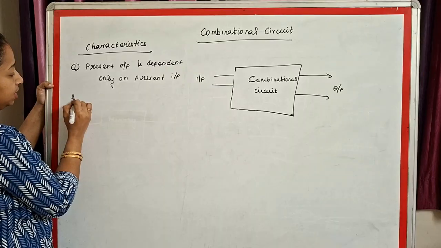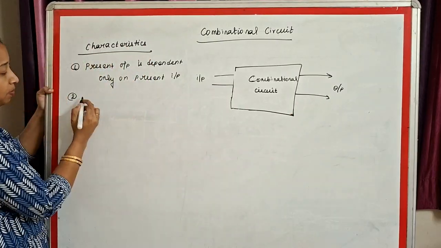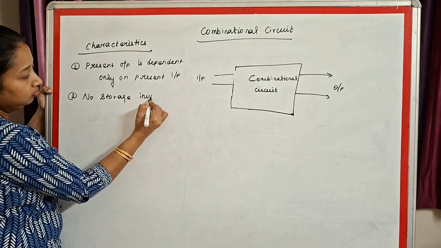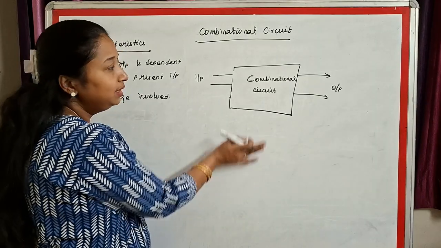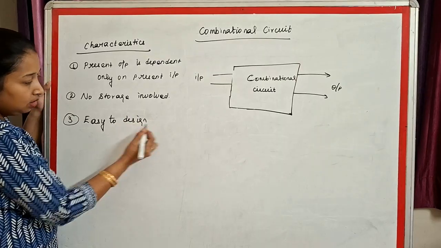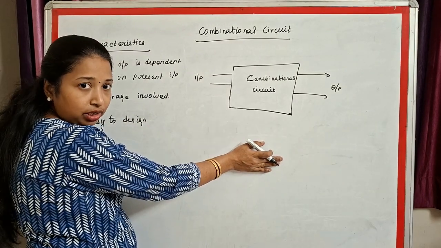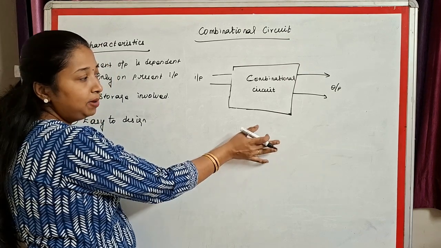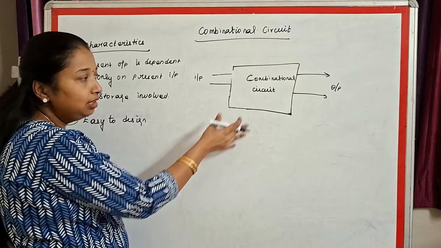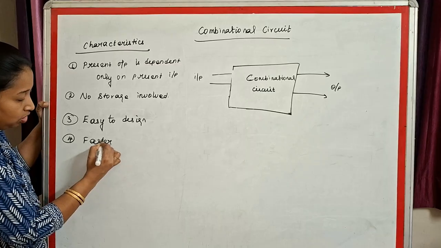Clear? What is the second point? This doesn't have any feedback loop. There is no storage or memory involved. Since there is no storage involved, this circuit is easy to design. And the fourth point is, as it doesn't have any storage, the propagation delay due to the feedback loop will not be there. As a result, combinational circuits are faster in giving your output.